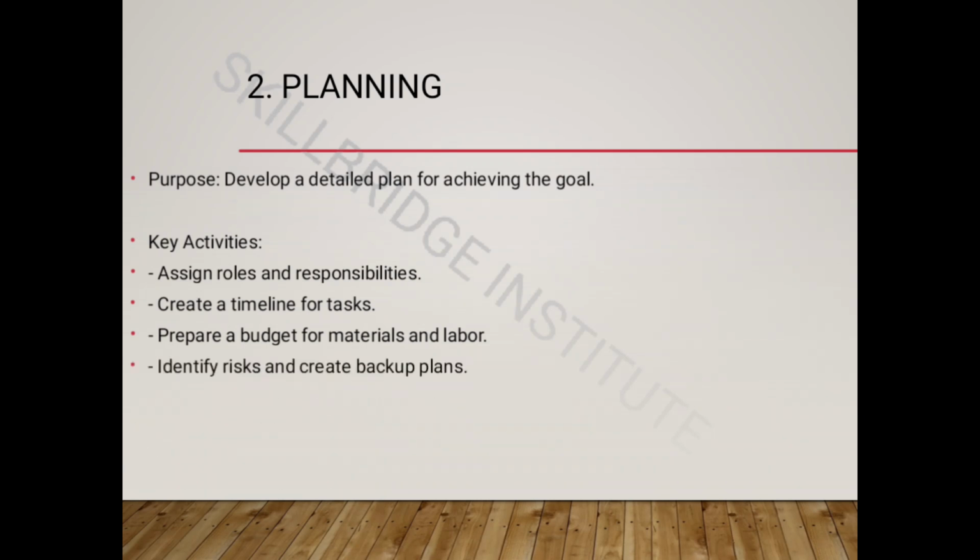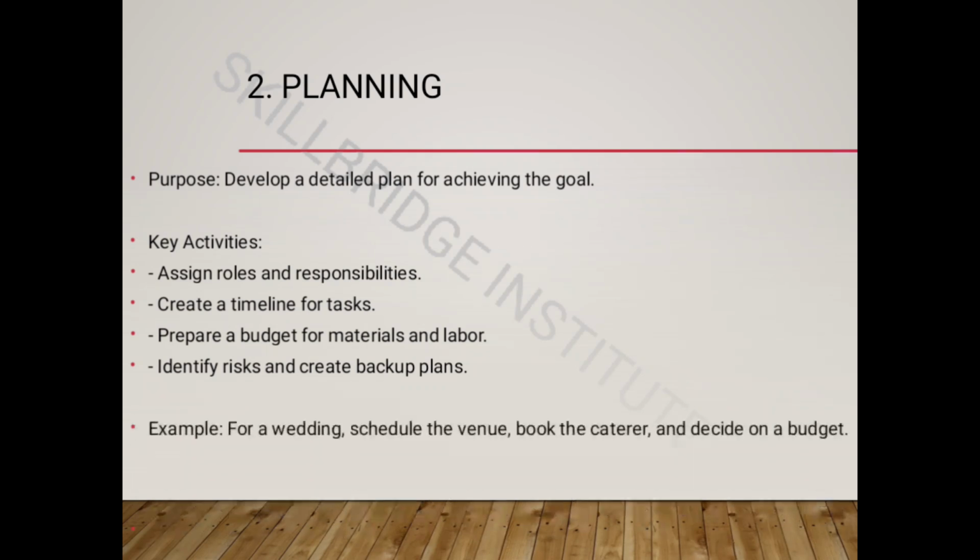Another one, you are trying to identify risks and create backup plans. On this one, you are trying to figure out what foreseeable circumstances can hinder your project, and you come up with plans to say if this particular circumstance hits our project, what are we going to do? We have an example there where we're saying there is a wedding. In a wedding, you try to schedule the venue, you book caterers, and you decide on the amount of budget that you need to execute your wedding project.